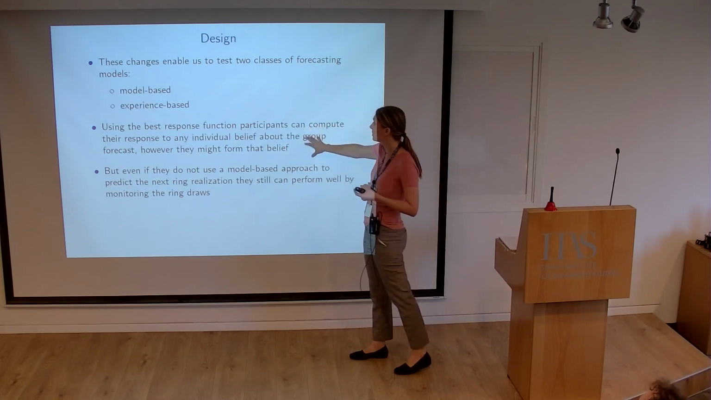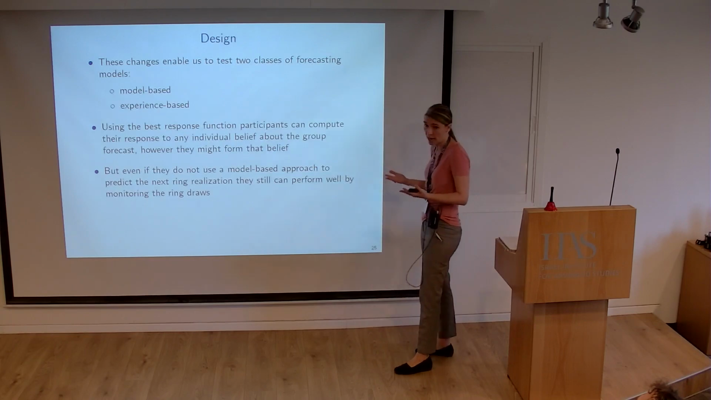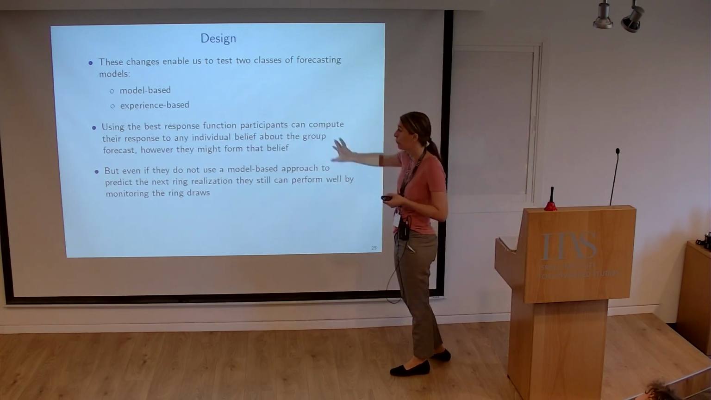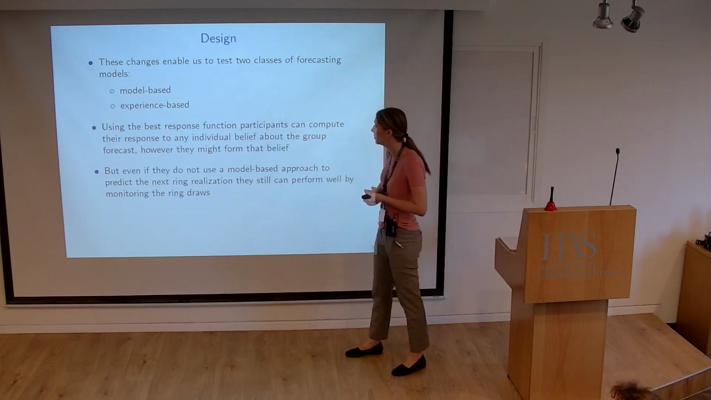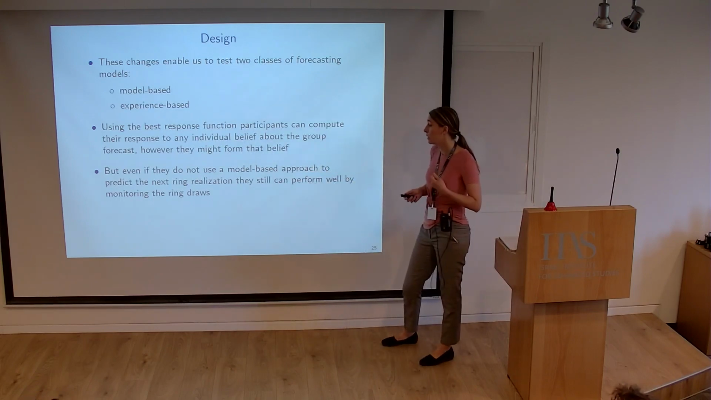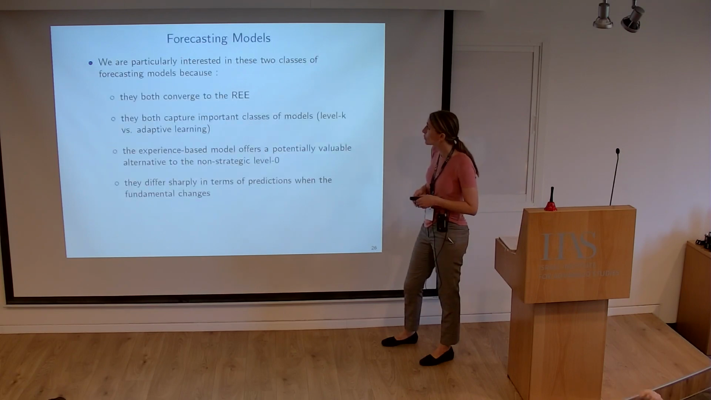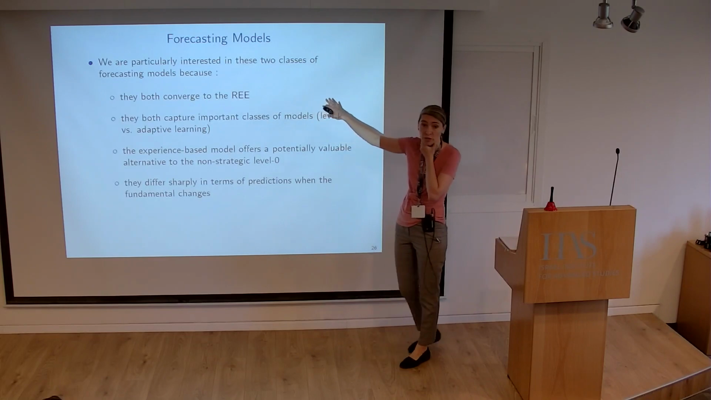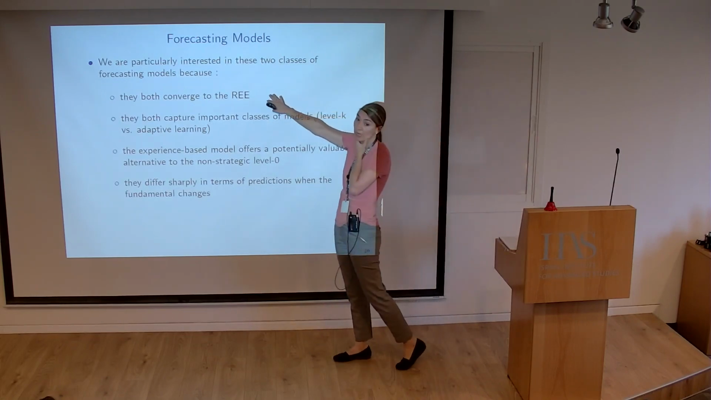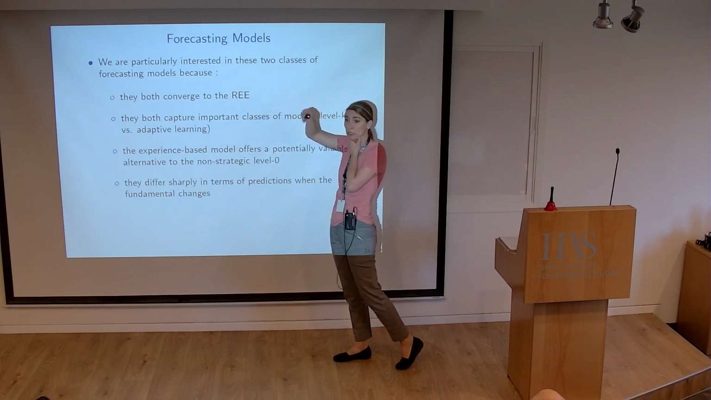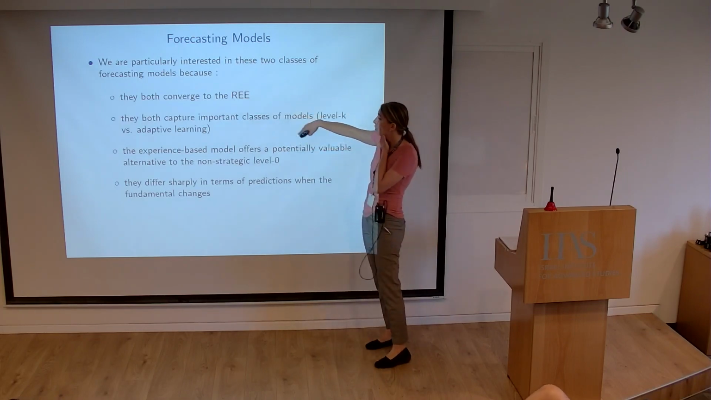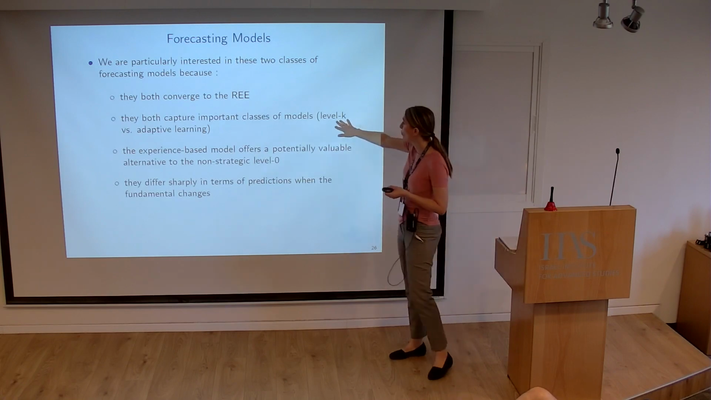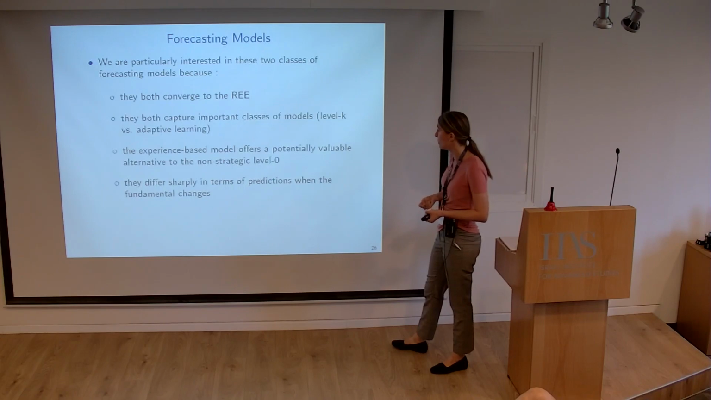Using the best response functions, participants can provide a model-based forecast depending on their belief about the aggregate forecast, however that belief might have been formed, and we can ask questions about how that belief might have been formed under the assumption that they're using the model-based forecasting rule. But alternatively, they could just use the ring realizations in an experience-based model. We're particularly interested in these two classes of models because, first of all, they both converge to rational expectations equilibrium, right? Given enough time, enough ring realizations, people are going to learn what the fundamental is, and so they're going to get awfully close to the rational expectations best response, which is just z_t over 1 minus alpha, right? Given enough strategic sophistication, as the level of reasoning grows, they converge to the rational expectations. They capture important classes of models for macro dynamics: learning, adaptive learning, and level k.